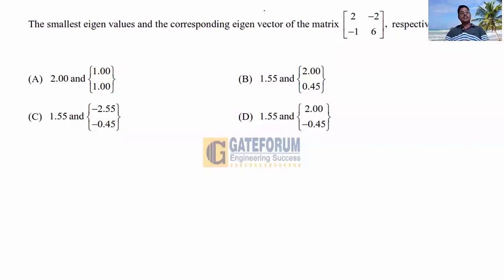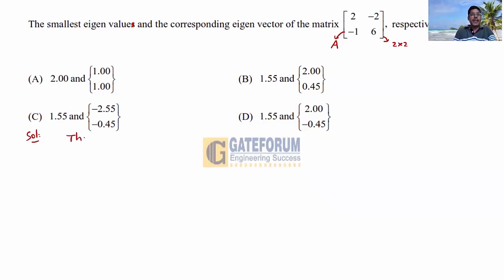The question: the smallest eigenvalue and the corresponding eigenvector of the matrix [2, -2; -1, 6], a 2 by 2 matrix, respectively are, with 4 options A, B, C, D given. This question is from engineering mathematics, from the topic linear algebra, subtopic eigenvalues and eigenvectors. Let us denote the 2 by 2 matrix by A. This is a 2 cross 2 square matrix with 2 eigenvalues. We need the smallest eigenvalue.